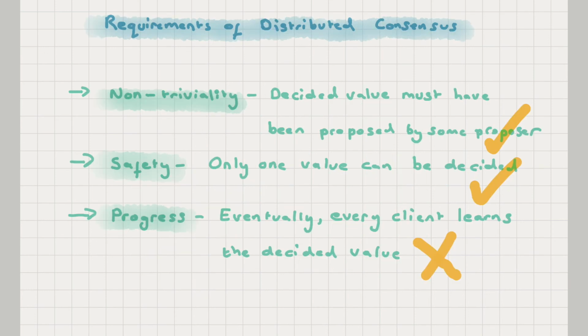If we go back to our requirements for consensus, we can see that we do have non-triviality and we do have safety, but we don't have progress anymore because we can reach this state where we're basically in a deadlock and we're not able to reach a decision.